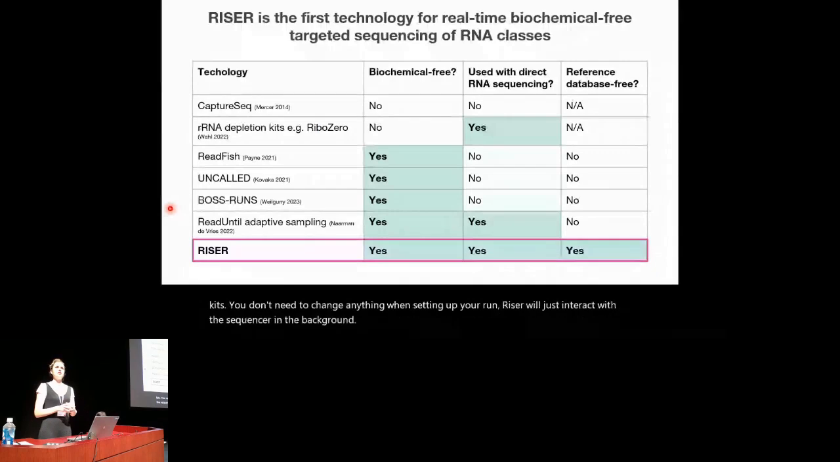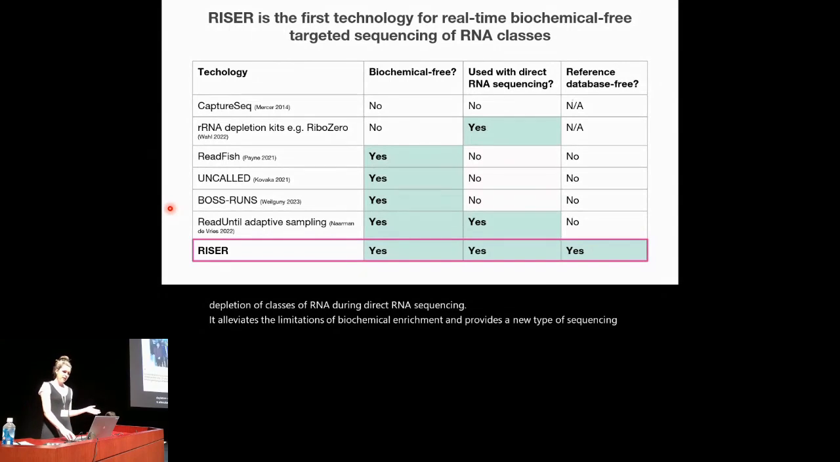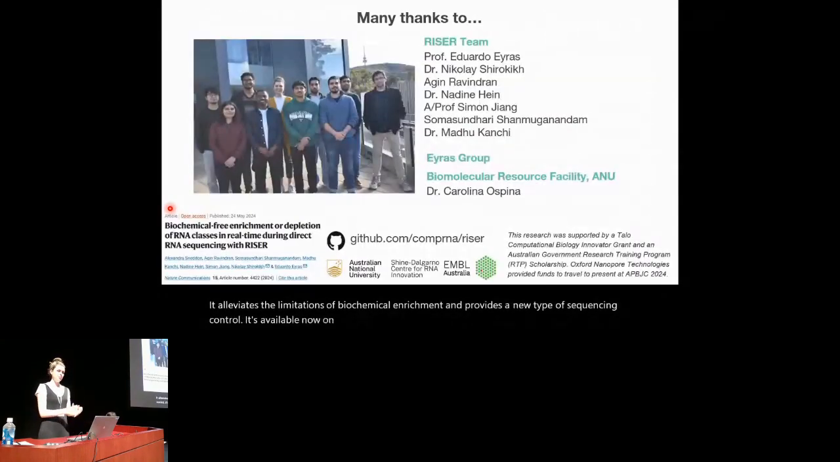So to summarize, RISA is the first biochemical-free technology for real-time enrichment or depletion of classes of RNA during direct RNA sequencing. It alleviates the limitations of biochemical enrichment and provides a new type of sequencing control. It's available now on GitHub, and there's a paper if anyone wants to see any more details.